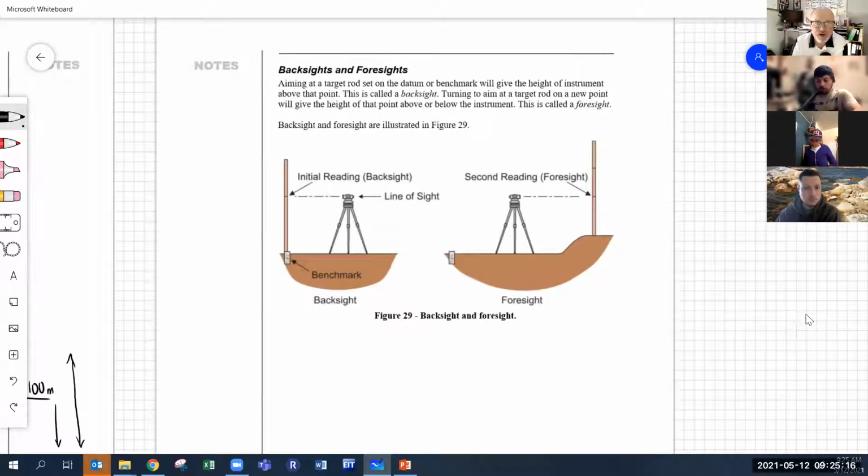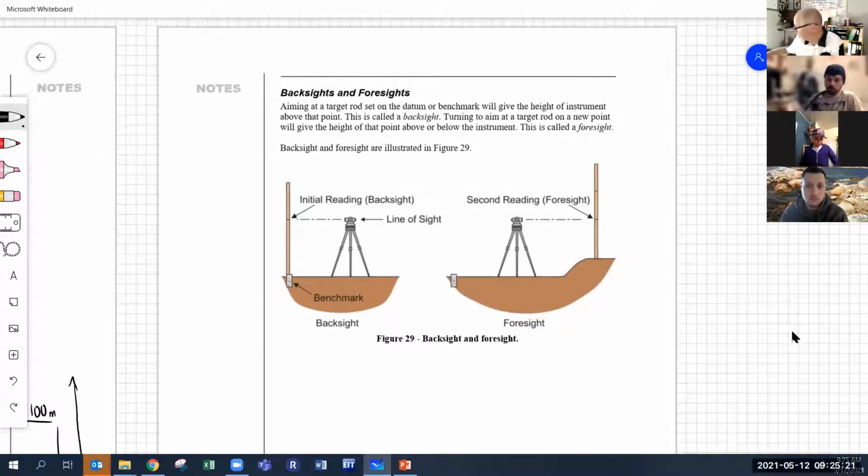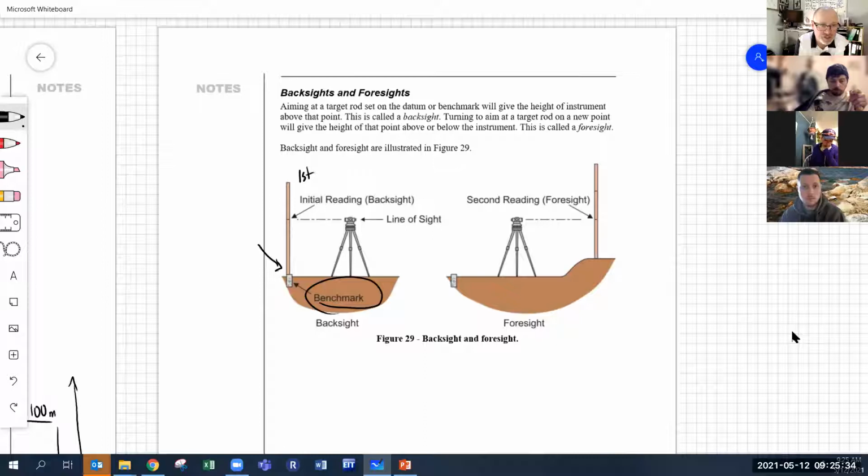Now, backsight and foresight. So aiming at a target rod set on a datum. So this is the benchmark. You see here it says benchmark. That's where your initial first reading is taken. Okay? Your first reading is always taken there. And this is called a backsight.